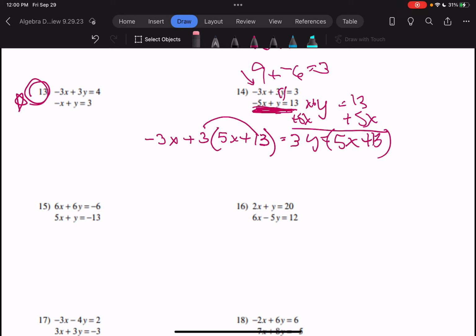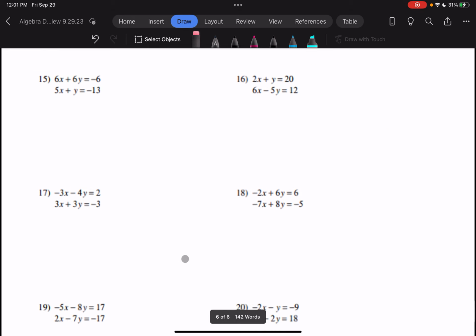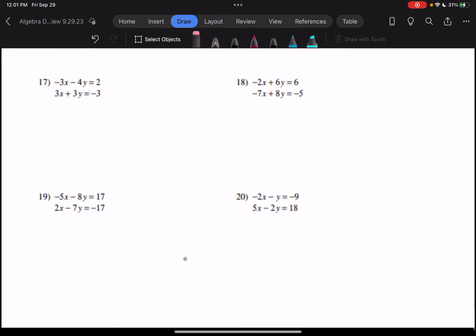I'm actually going to show you number 19 because we're going to end up in number 19 with an interesting fraction, and I want to show you a way that you can handle that. So if my computer will comply with me, let's look at number 19.